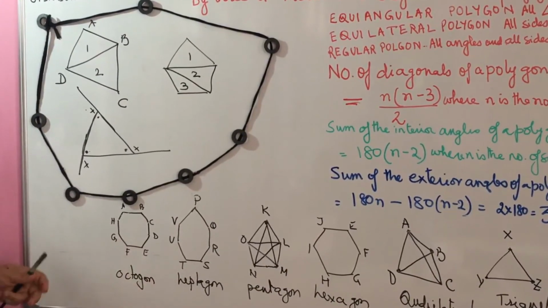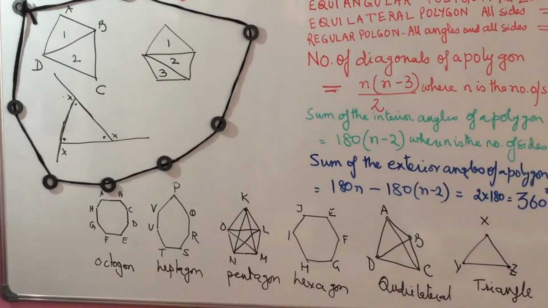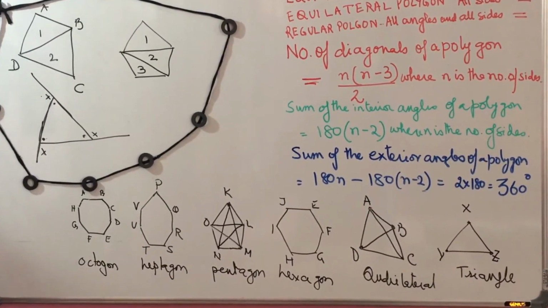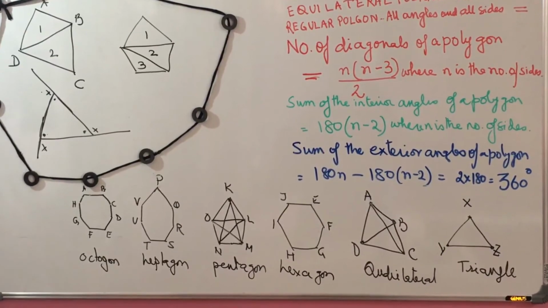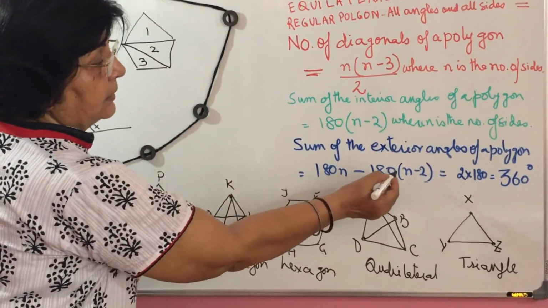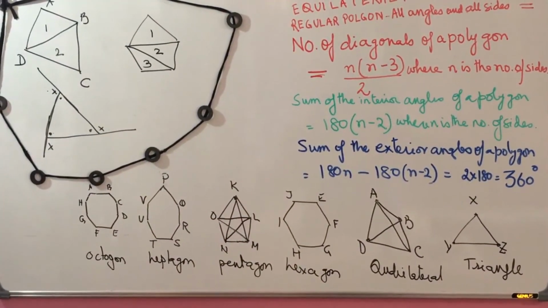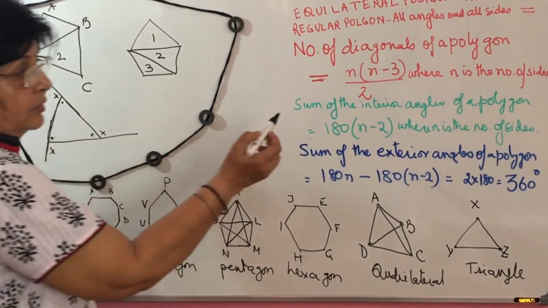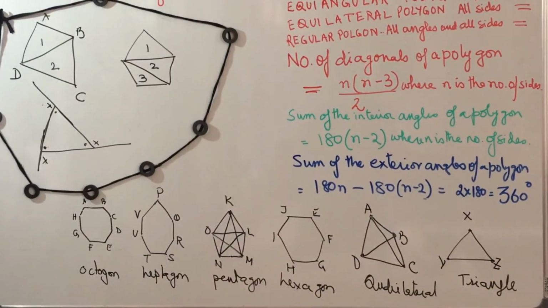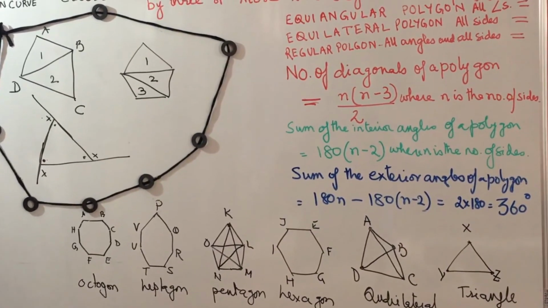We can also calculate for all other figures, and we have a general formula that the sum of the exterior angles of a polygon is equal to 360 degrees. This is calculated from 180n minus 180 into n minus 2, where n is the number of sides. And the general formula for the sum of the interior angles of a polygon is equal to 180 into n minus 2, where n is the number of sides.